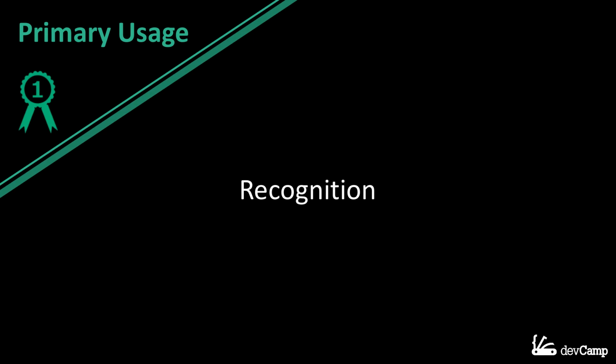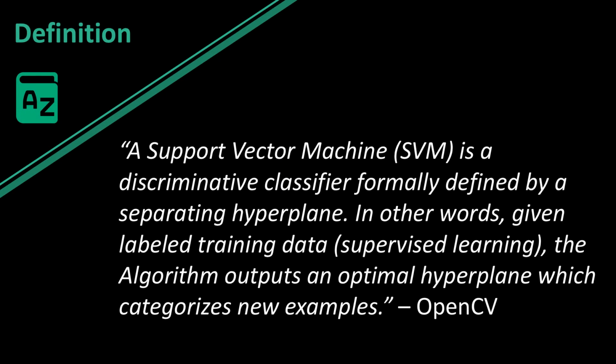Well, the primary usage is for recognition. Now, that may seem a little bit over the top because anything that is in the world of classification really has to deal with recognition in some form or another. However, SVMs are very good at many different types of recognition, and that is the reason why I've listed that as the primary usage. However, many of the different classification algorithms could also be lumped inside of this category. Now let's dive into the definition.